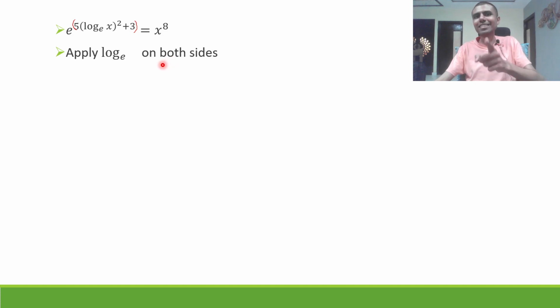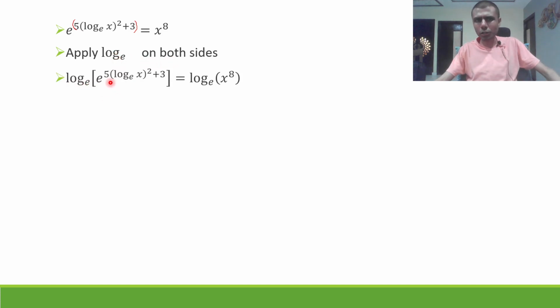As soon as you apply this, take a look, this is what you'll get: log of e power this is equal to log of x power 8. Now this is in the power and this is also in the power. You know, right, in logarithms, log of a power m is m log a. So this power will become a coefficient. Here my power is 5 log x base e square plus 3, and this entire thing will become a coefficient.